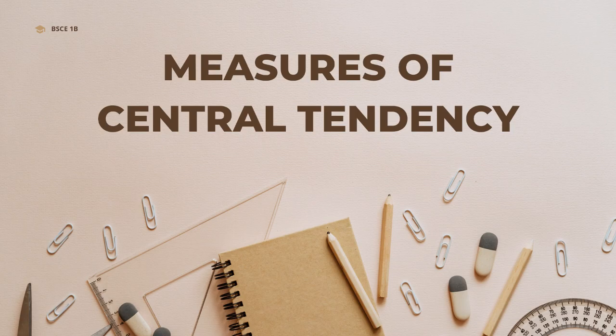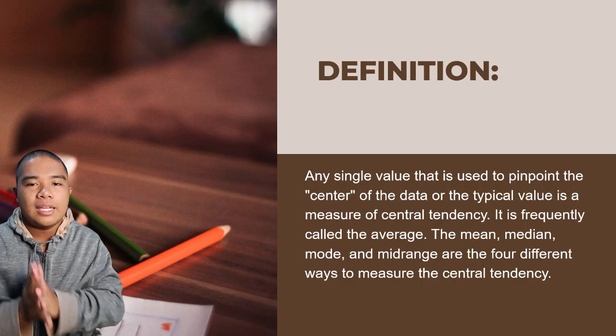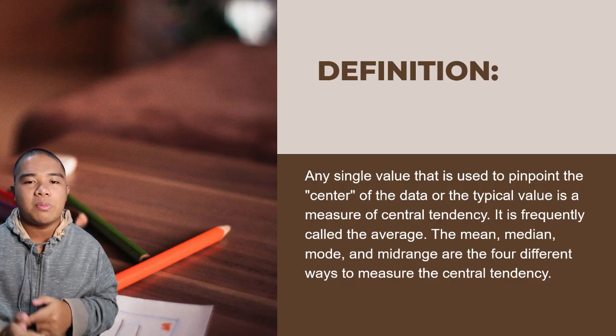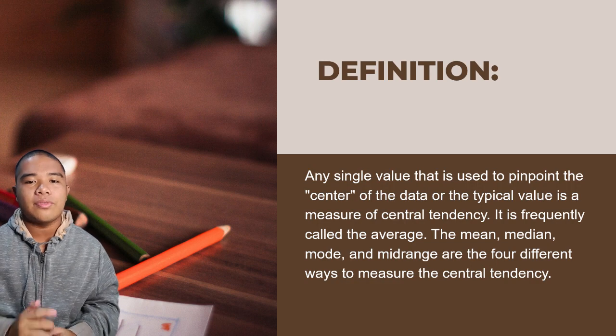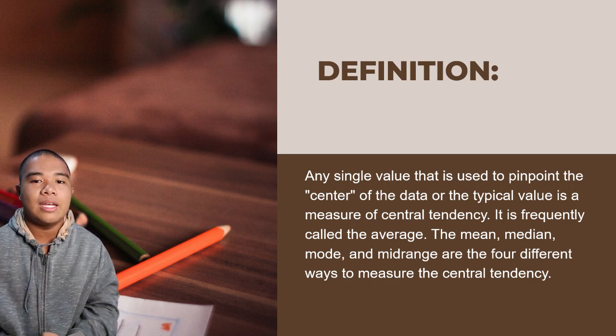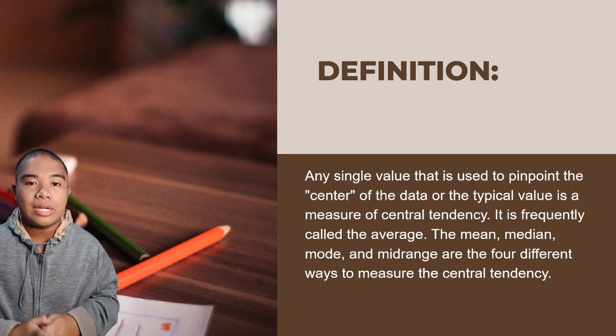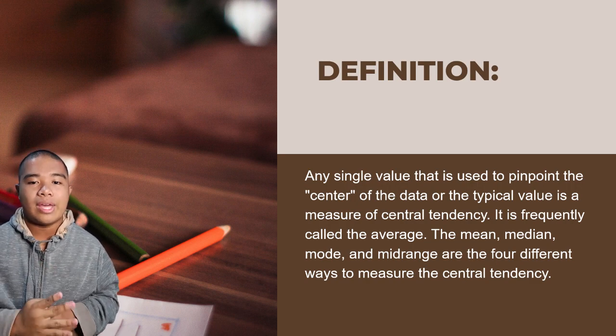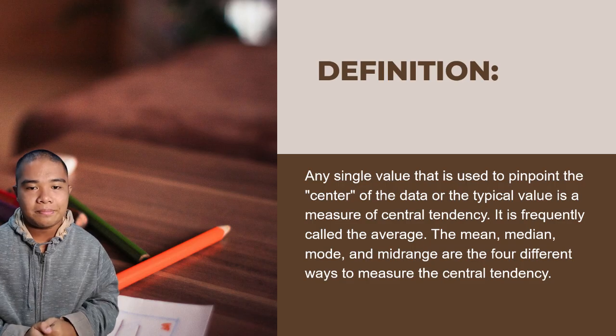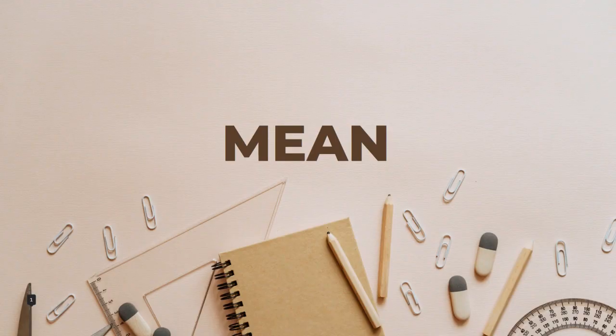Today, we will be talking about measures of central tendency. The definition of measures of central tendency is any single value that is used to pinpoint the center of the data, or the typical value. It is frequently called the average, and the mean, median, mode, and mid-range are the four different ways to measure the central tendency. Let's start off with the mean.